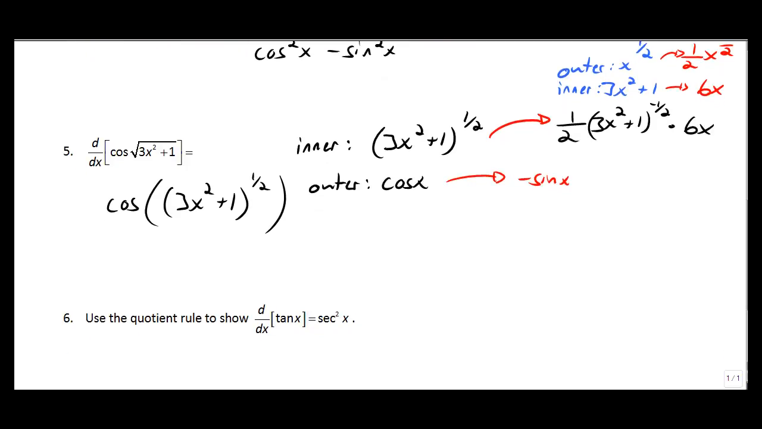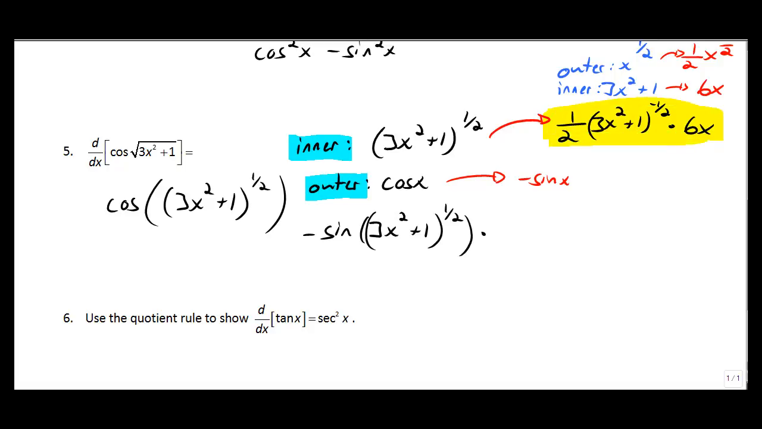So now I go back. I'm going back to this inner and this outer. So I go the derivative of the outer. So negative sine evaluated at the inner, 3x squared plus 1 to the 1/2, multiplied by the derivative of the inner, which is this mess. You had to break it apart, make a whole new problem. 1/2 3x squared plus 1 to the negative 1/2 times 6x.